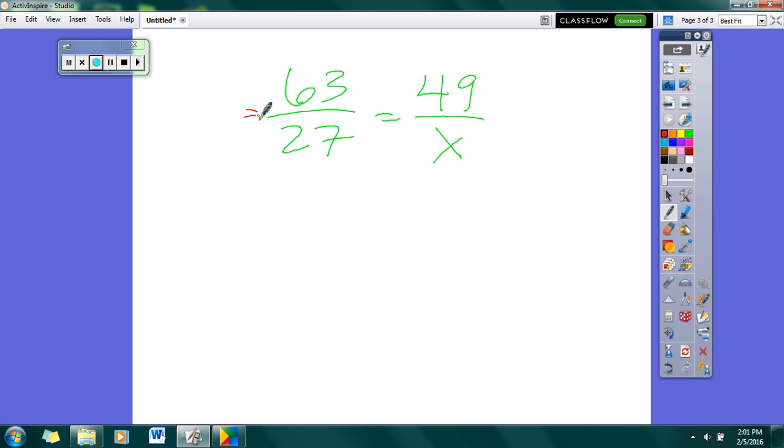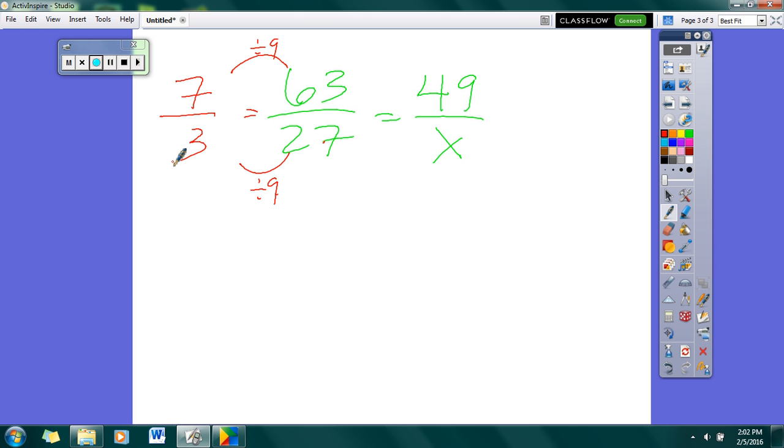Let's think of a number that can go into both 63 and 27. The number that can go into both 63 and 27 is 9. So I'm going to divide both my numerator and my denominator by 9. 63 divided by 9 is 7. 27 divided by 9 is 3.